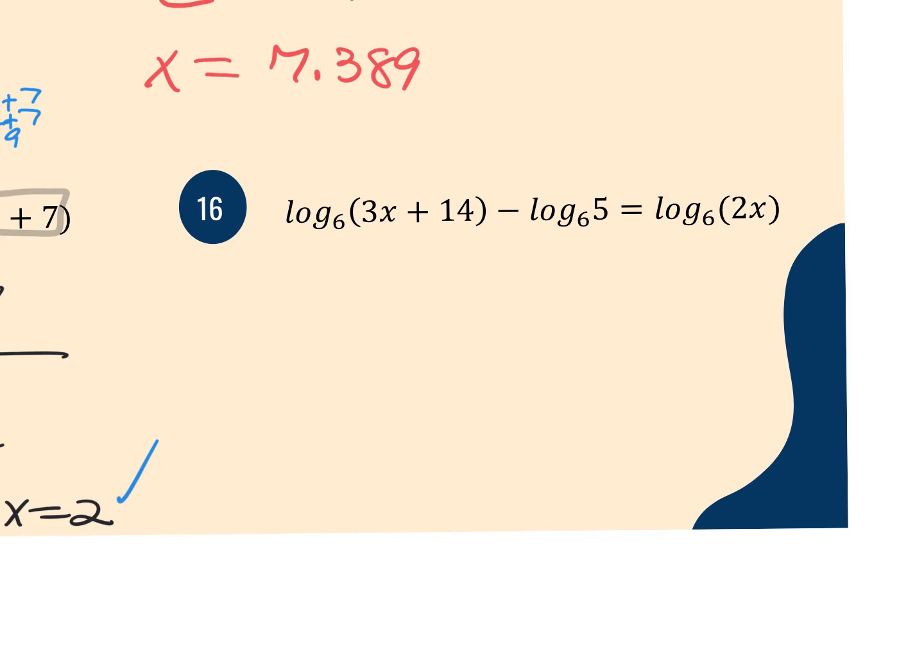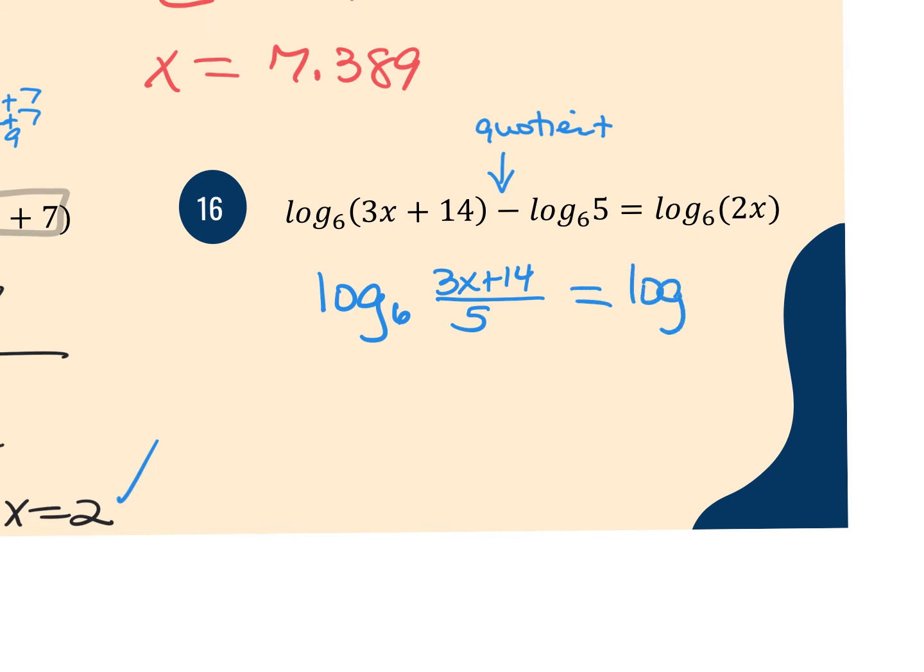So remember, because I have a subtraction sign right here, this means that I can use my quotient property to condense this. So what I'm going to do here is condense the left side, make this log 3x plus 14 over 5 equals log base 6 of 2x.